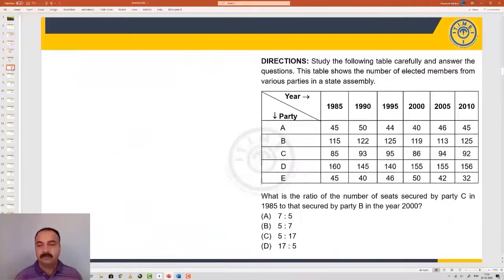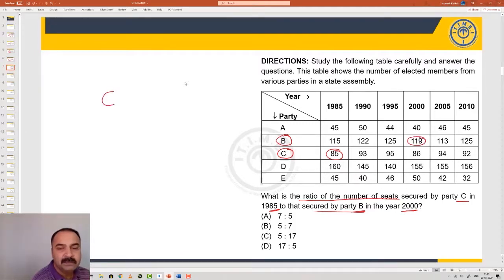Go to the next question. It is again about the same election setup and the political parties. Now the question is, what is the ratio of the number of seats secured by Party C in 85, so Party C in 1985, to that secured by Party B in 2000? So the question is, what is the ratio? Party C in 1985 upon Party B in the year 2000.